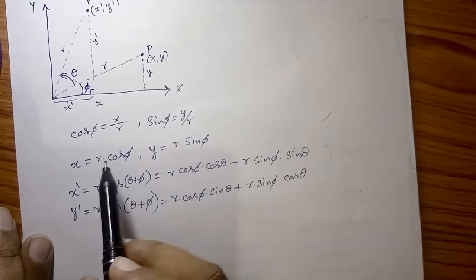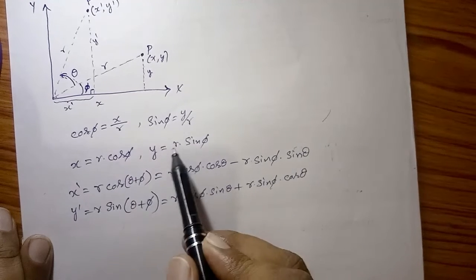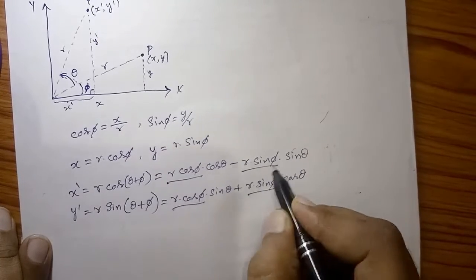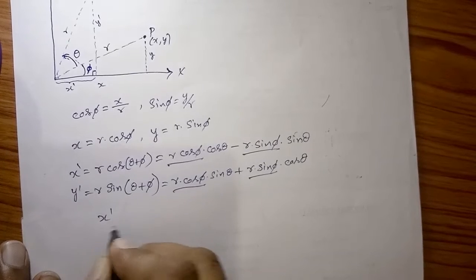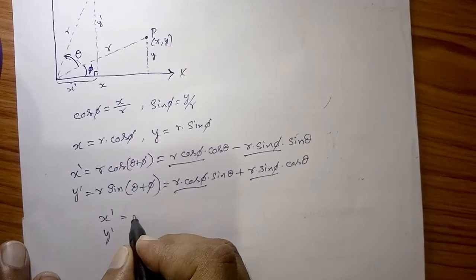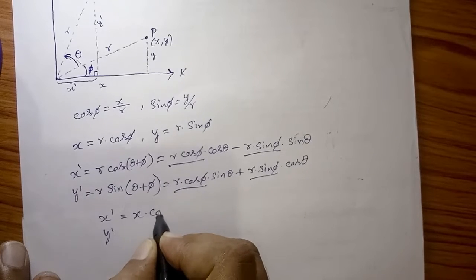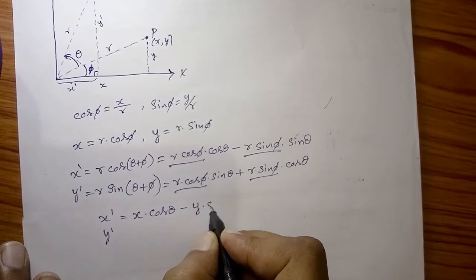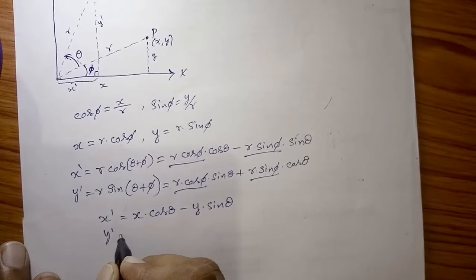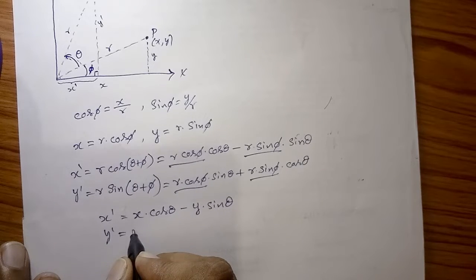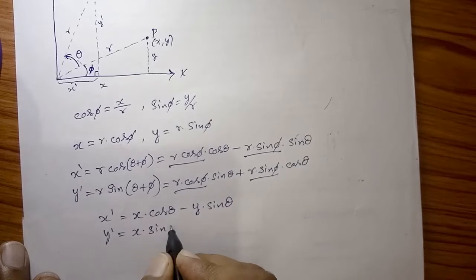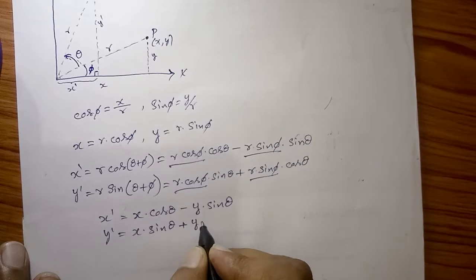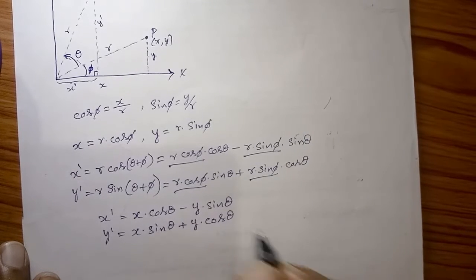Now we already know that our x is r cos phi and y is r sin phi, so we have these terms, right? We can replace them. So I can represent my x dash as x cos theta minus y sin theta. Y dash is x sin theta plus y cos theta.